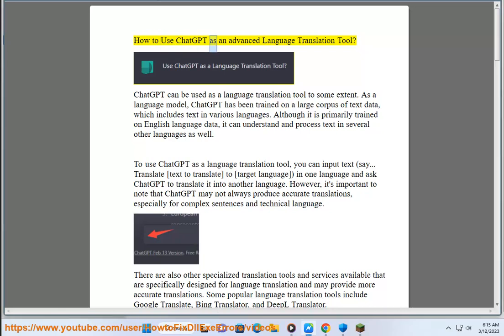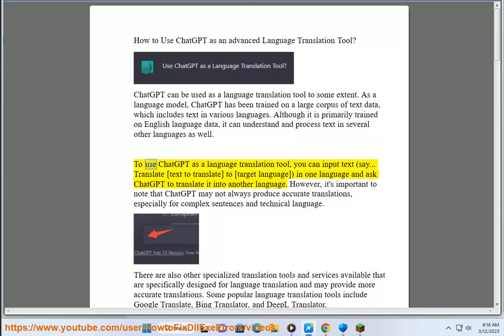How to use ChatGPT as an advanced language translation tool. ChatGPT can be used as a language translation tool to some extent. As a language model, ChatGPT has been trained on a large corpus of text data, which includes text in various languages. Although it is primarily trained on English language data, it can understand and process text in several other languages as well.